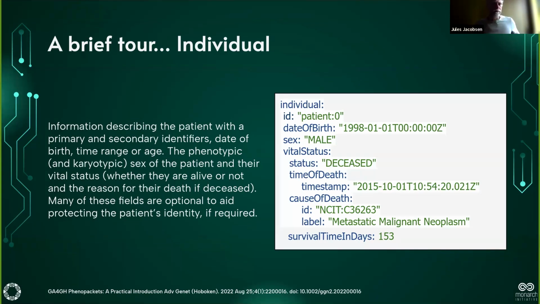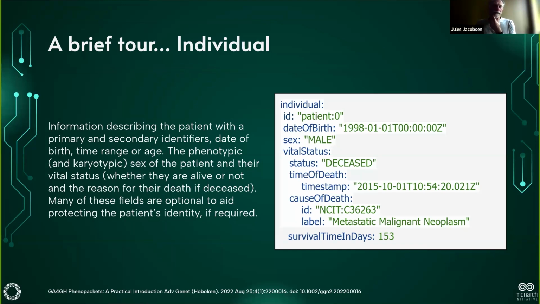So the first idea is that you have an individual, and you want to be able to describe the individual. Obviously, you want an identifier, a date of birth and a sex, whether they're alive or dead, what time they died if that was the case, and also what they died of. For cancer, we've got survival time in days, which would be the survival time since they were diagnosed, so you can draw some conclusions as to whether any treatments they might have had actually had a beneficial effect on their disease.